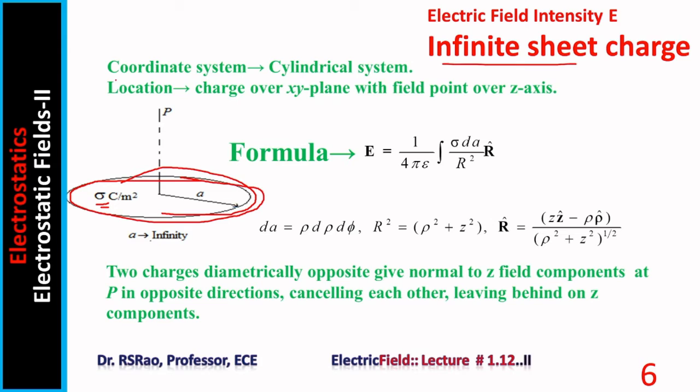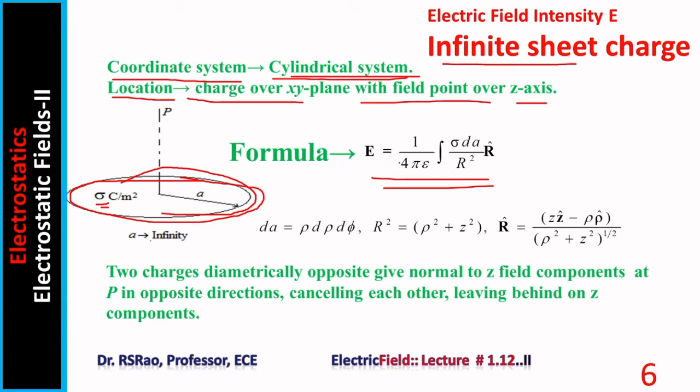Now, coordinate system that is appropriate in the present configuration is cylindrical system. Reason is this sheet is a cylinder with radius tending to infinity and thickness or height tending to 0. Now we locate this charge over xy plane with the field point over z-axis. The formula that is appropriate to the present problem is E equal to 1 by 4 pi epsilon sigma dA by r square r cap.